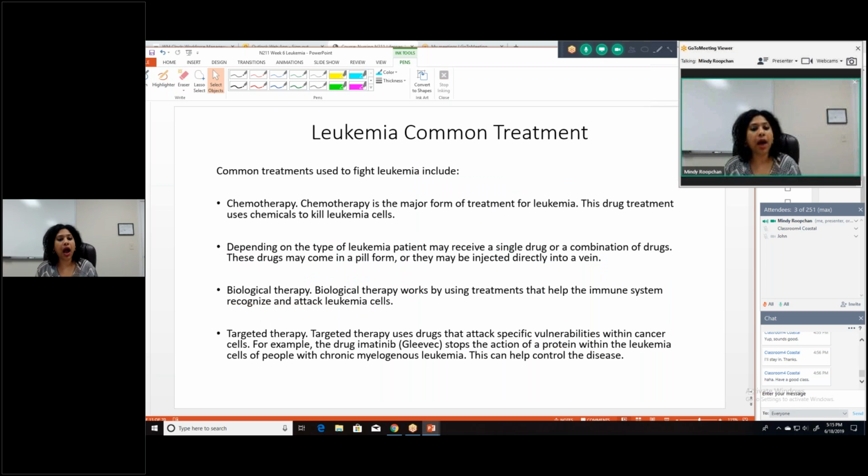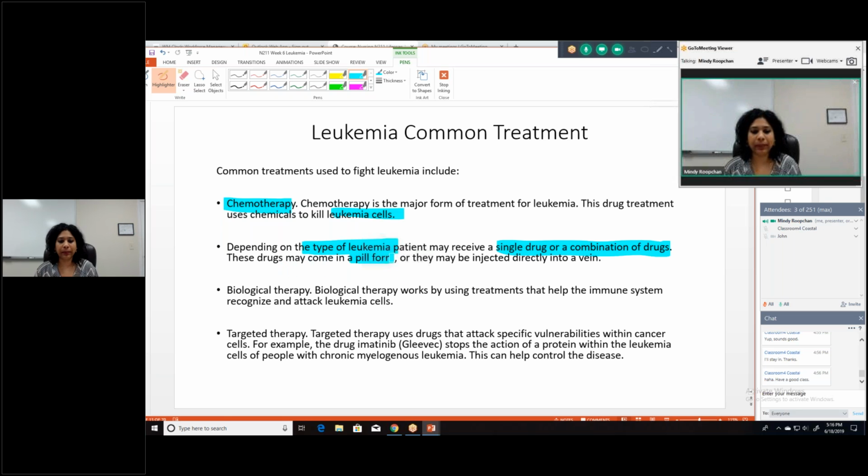So some common treatments for leukemia, and you guys know this is just a review. We have the chemo, which is a major form of treatment for leukemia, where the drug is going to kill the leukemia cells and often other cells that are also good. Depending on the type of leukemia, the patients might have a single drug or a combination of drugs. We're going to talk about meds at the end of today's lecture.